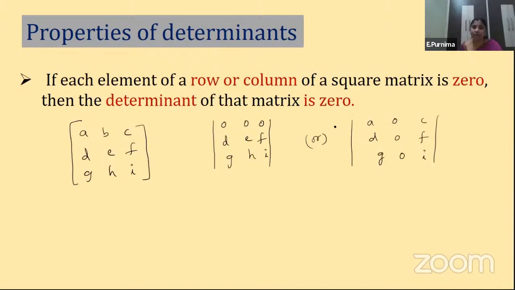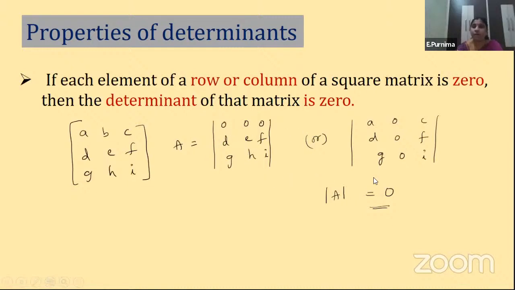It means if you find that each element of a row or column is 0, then without solving the determinant, we can directly say that the determinant of this matrix is equal to 0. Suppose I'm considering it as some A. Then the determinant of this matrix can be directly taken as 0 using this property. No need to solve using the formula. Is it clear, children?